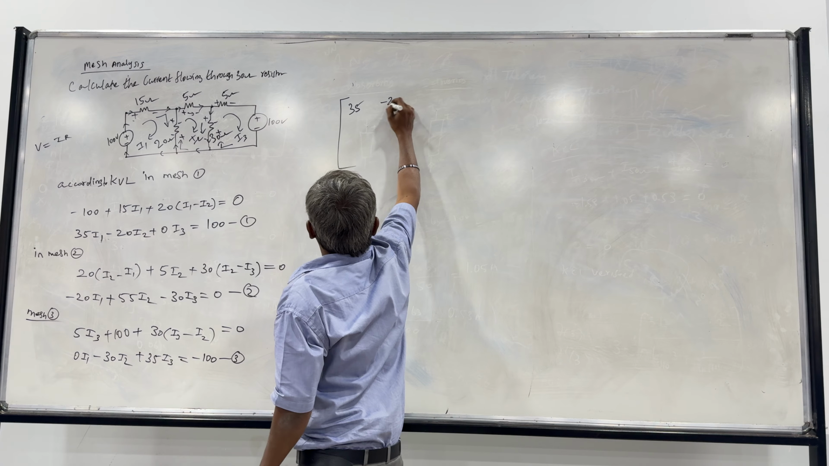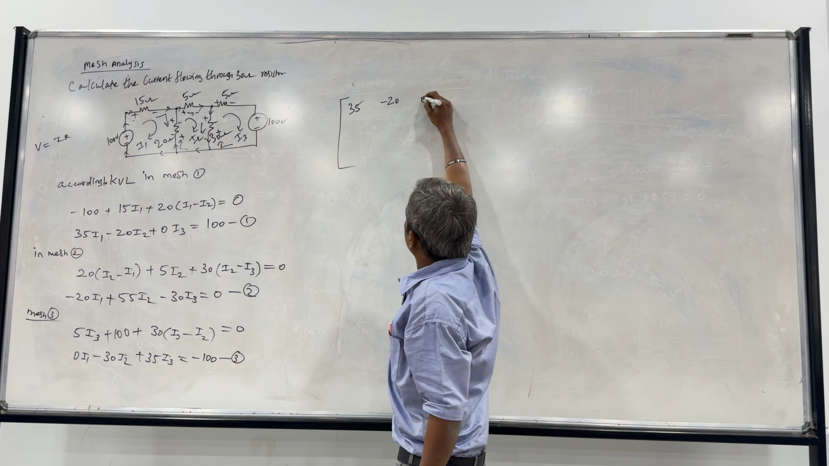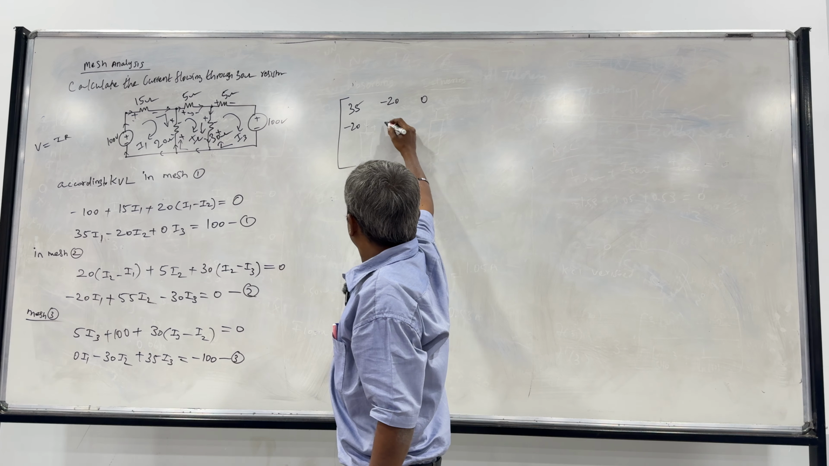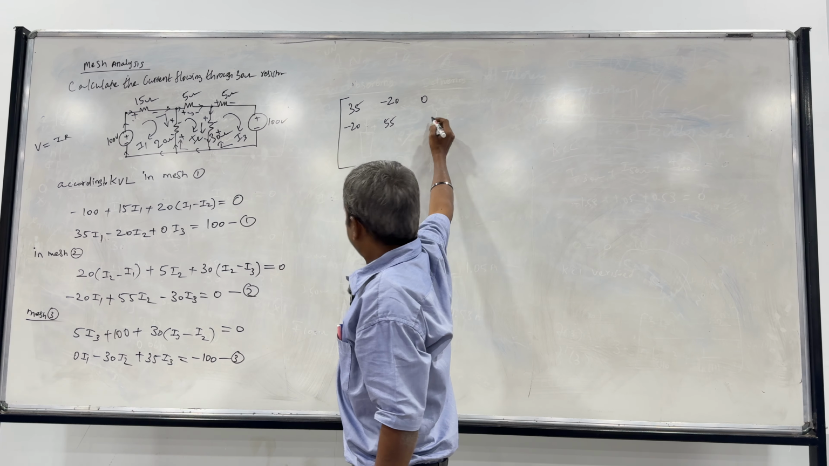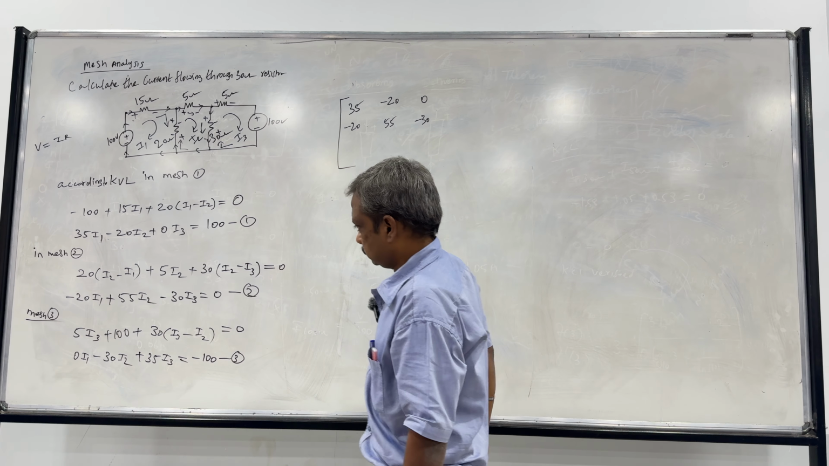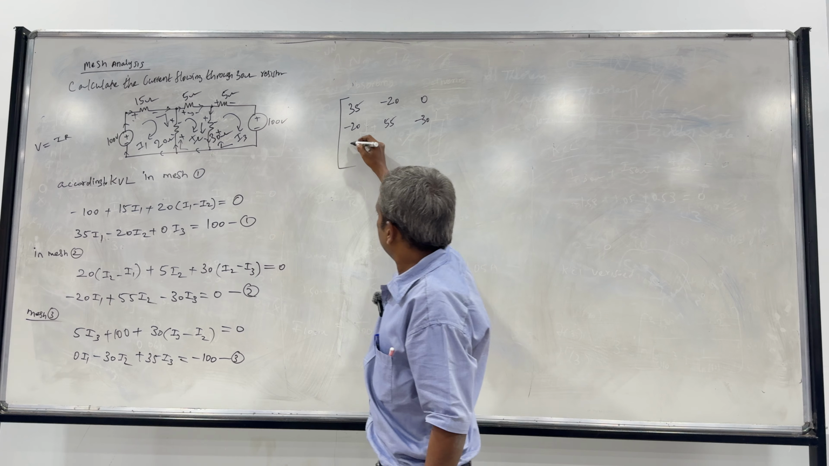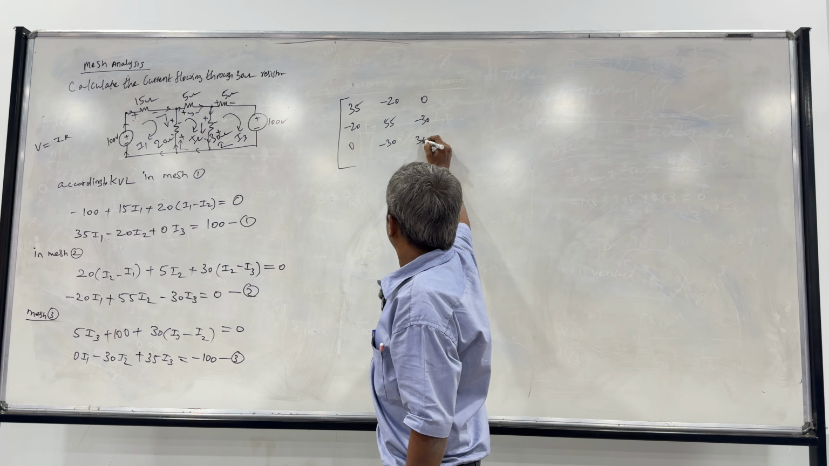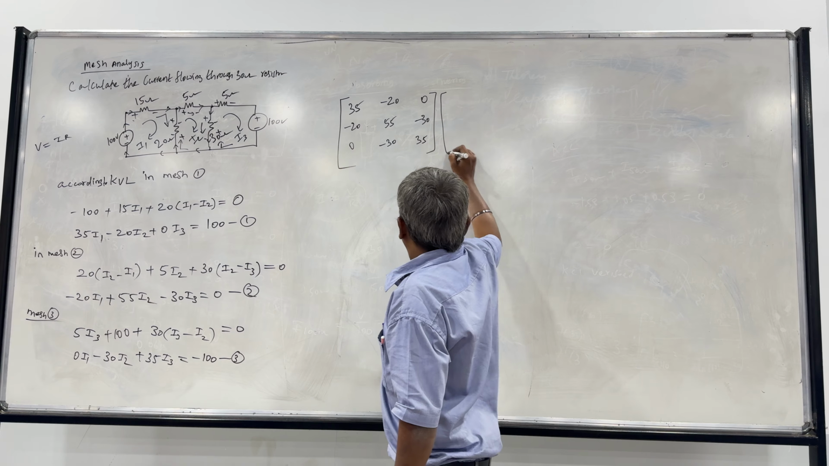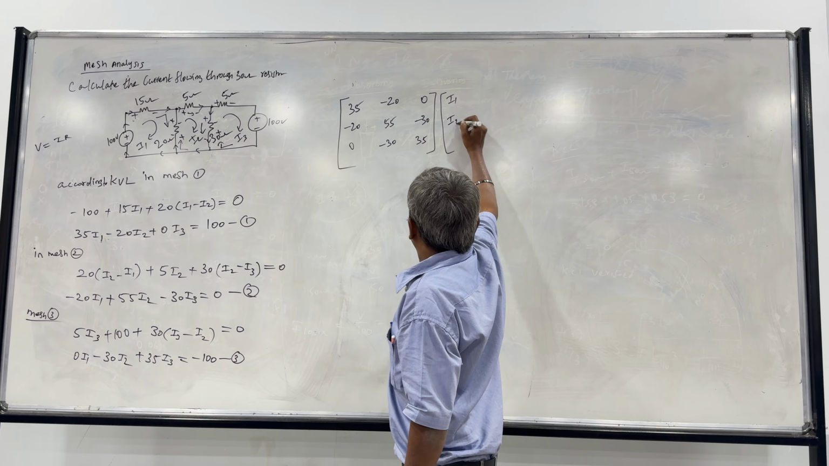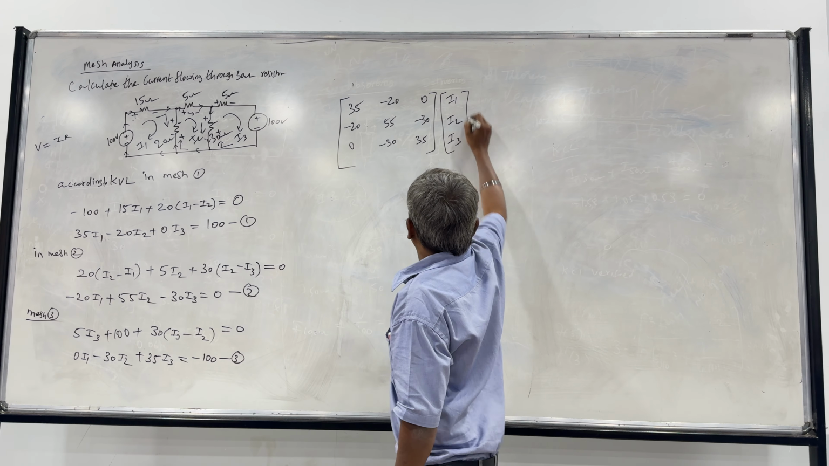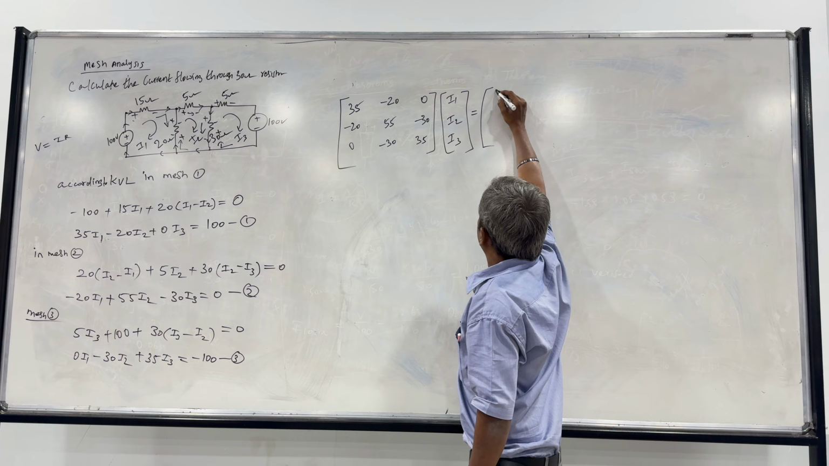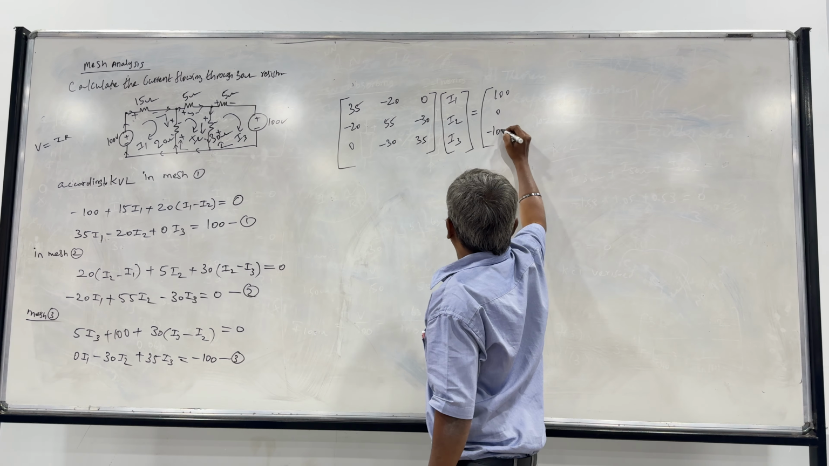35, minus 20, 0, minus 20, 55, minus 30, 0, minus 30, 35. Because we are going to find I1, I2 and I3, that's why I am writing like this. 100, 0, minus 100.